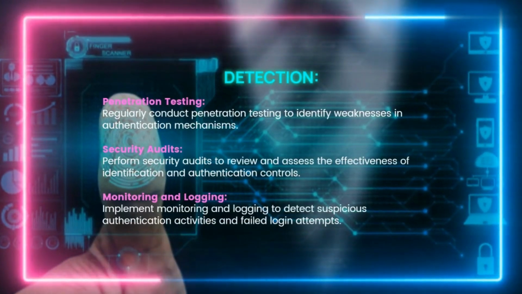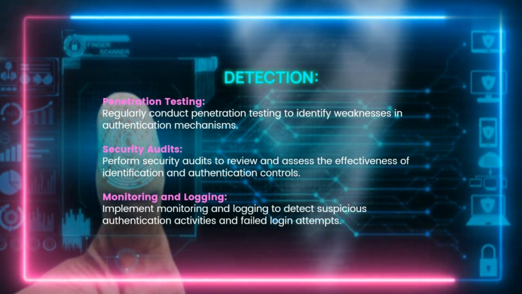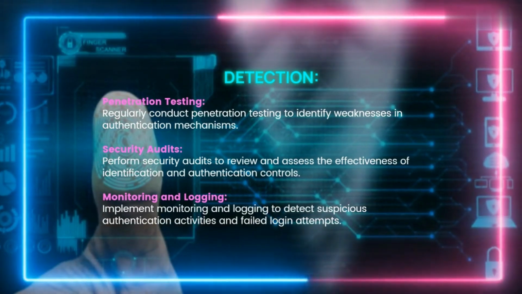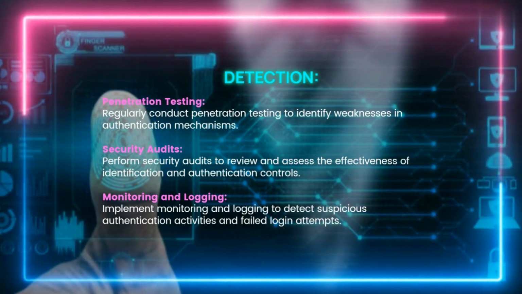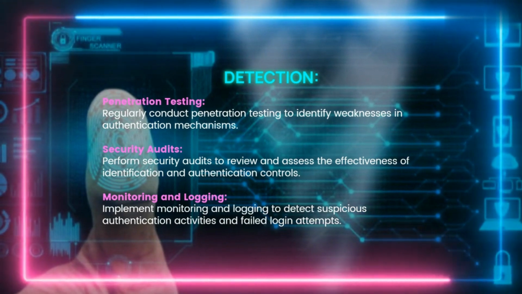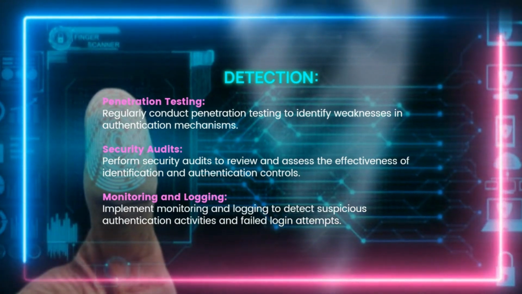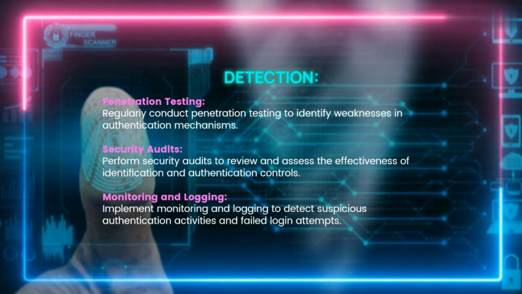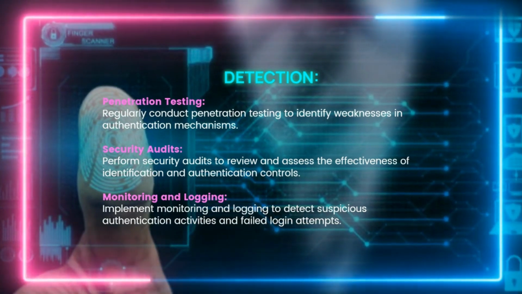Detection: Penetration testing. Regularly conduct penetration testing to identify weaknesses in authentication mechanisms. Security audits. Perform security audits to review and assess the effectiveness of identification and authentication controls. Monitoring and logging. Implement monitoring and logging to detect suspicious authentication activities and failed login attempts.